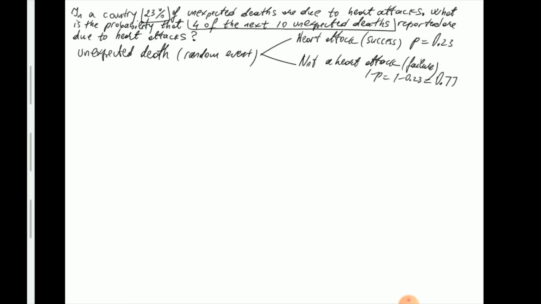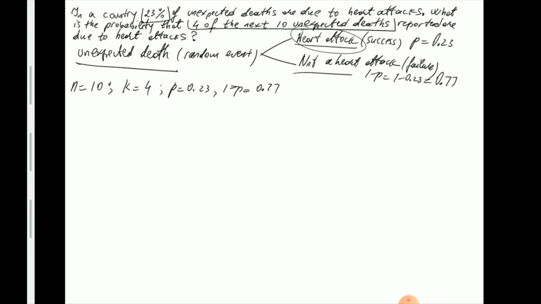One experiment of some sort that has two possible outcomes, and we ask typically how many times one specific outcome happens if the experiment is run multiple times. So once this is clear, then setting up the question or the answer should be pretty straightforward. So n in the formula is 10, k in the formula is 4, p, like I said, is 0.23, 1 minus p is 0.77.